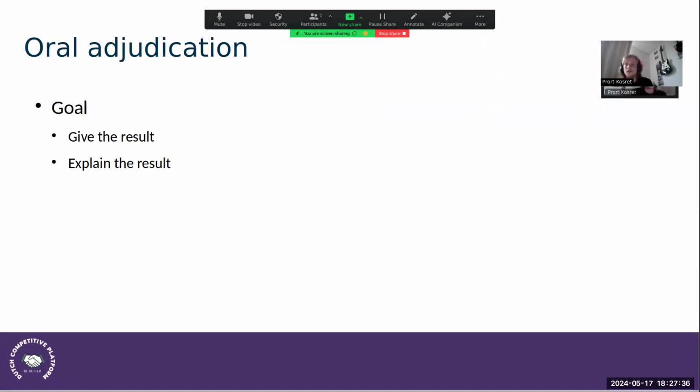Okay. Now on to the oral adjudication. What is the goal of the oral adjudication? I think the first thing is to just give the result and make it so that people know what the result is.